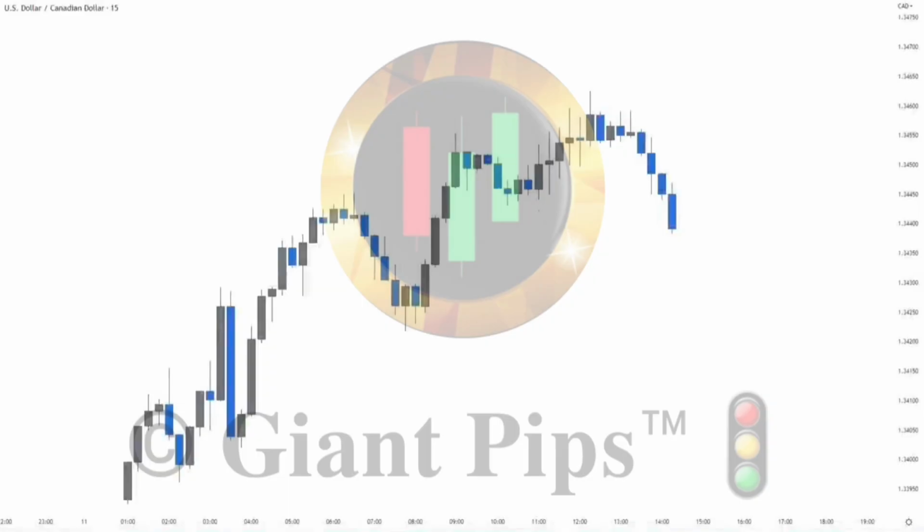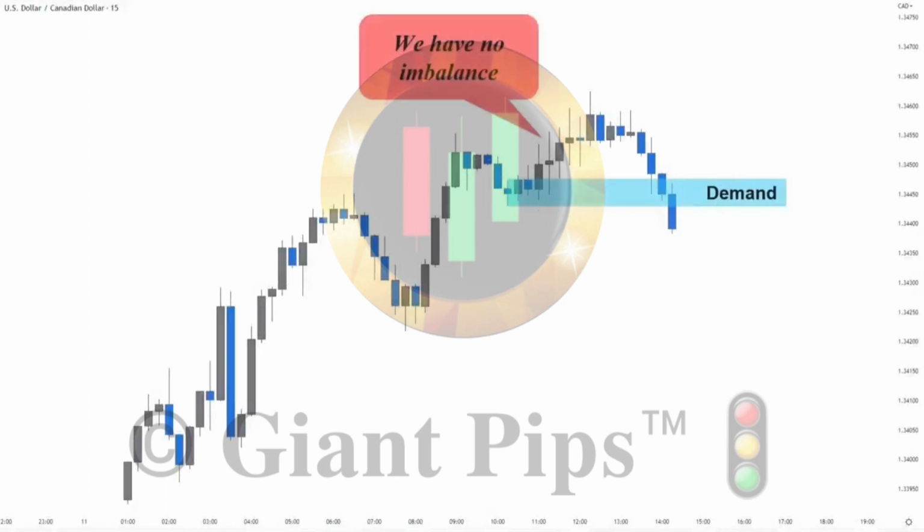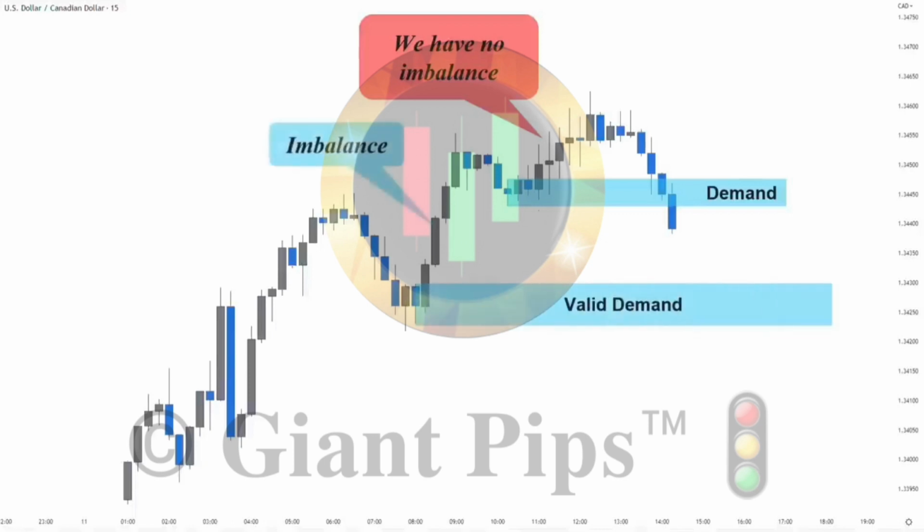Here on the USD CAD, we had continuous higher highs and higher lows. Although this demand level broke the structure to the upside, it printed no imbalance. So it is not a valid demand zone. On the other hand, when we look left, we can spot this perfect imbalance, creating an extreme demand level.